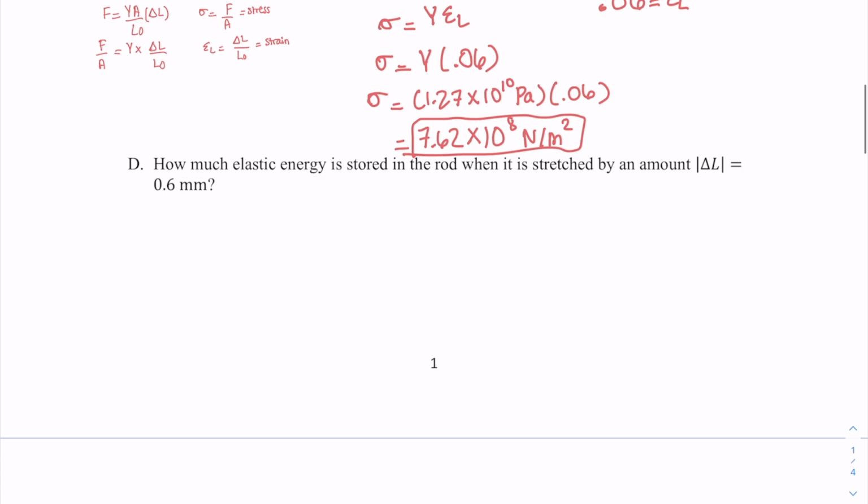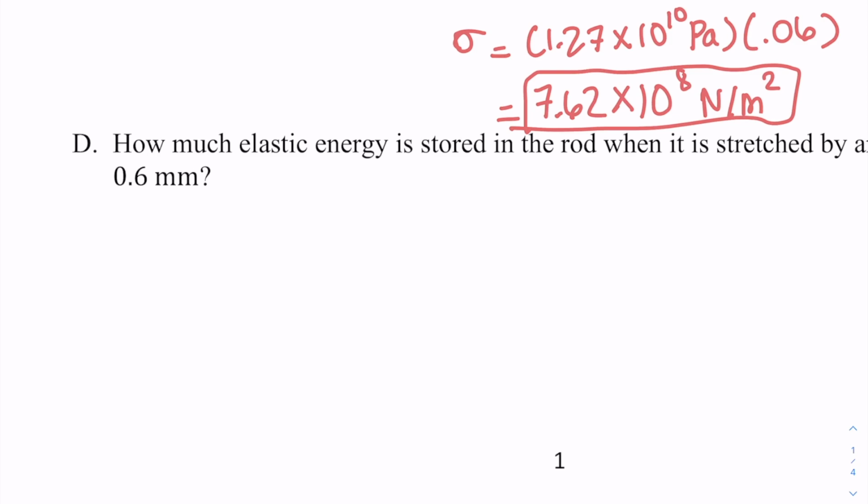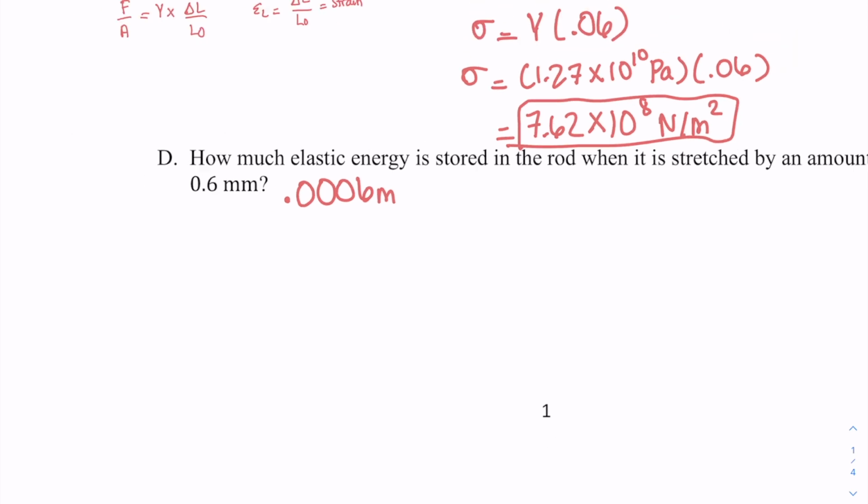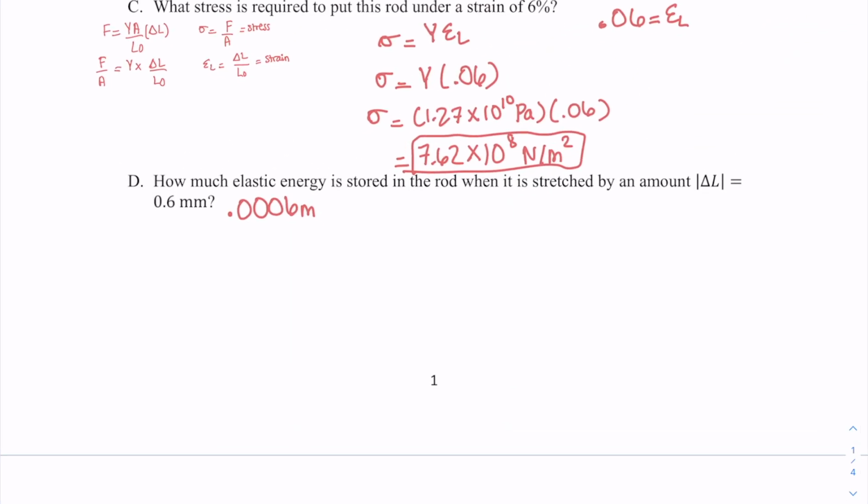For part D, now it's asking for how much elastic energy is stored in the rod when it's stretched by an amount delta L equal to 0.6 millimeters. Once again, we hate things that are in millimeters, centimeters, micrometers, all of that. We want to convert things to SI units. So 0.6 millimeters is going to be 0.0006 meters, I believe. Is that 1, 2, 3? Yep. That's our delta L.